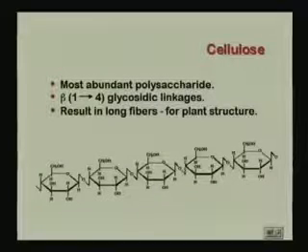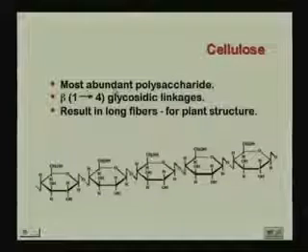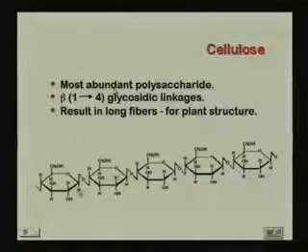That is an important feature of branched polysaccharides. Again, we have cellulose. Cellulose does not have to be branched. In fact, it should not be branched. It should be long fibrous for the plant structure. So, this is basically the most abundant polysaccharide, and this is a beta 1,4, right?